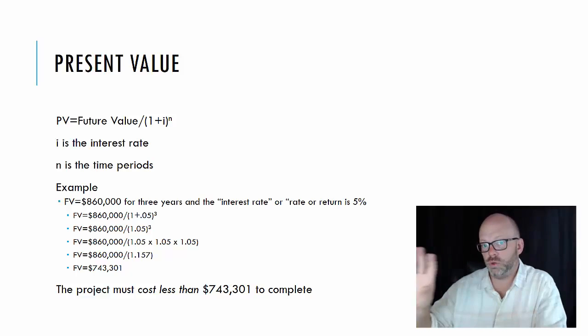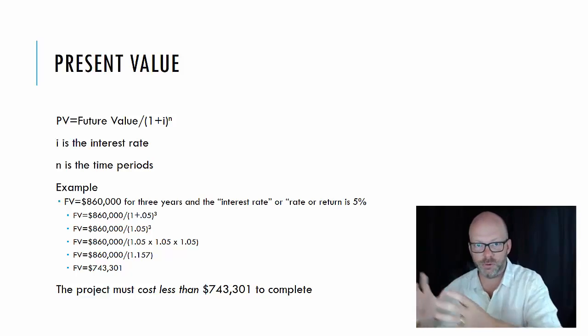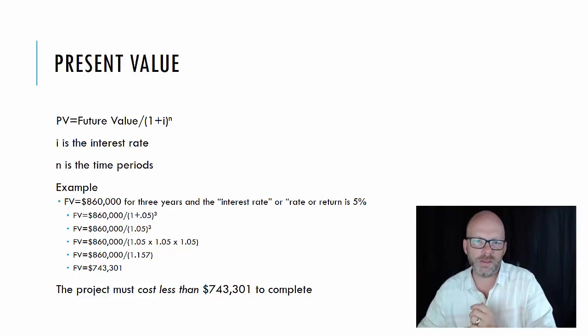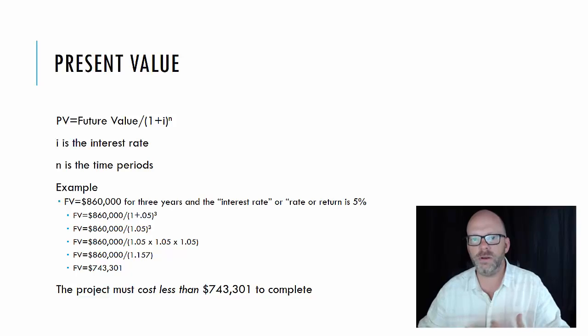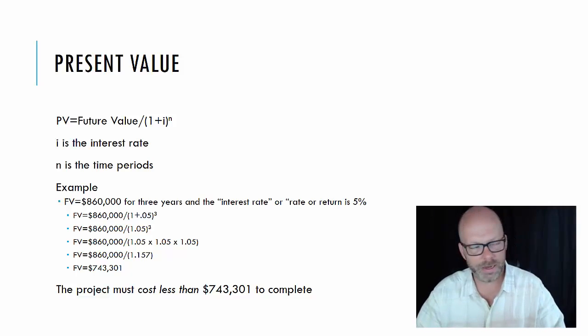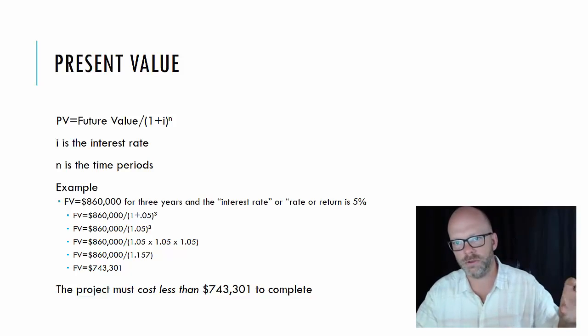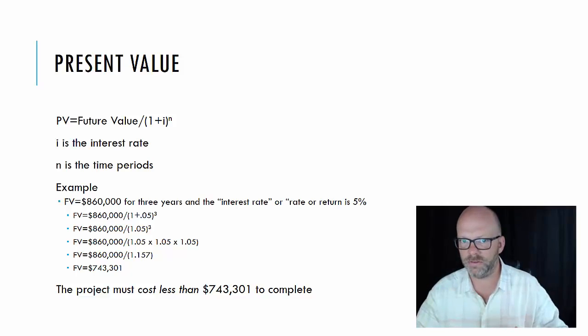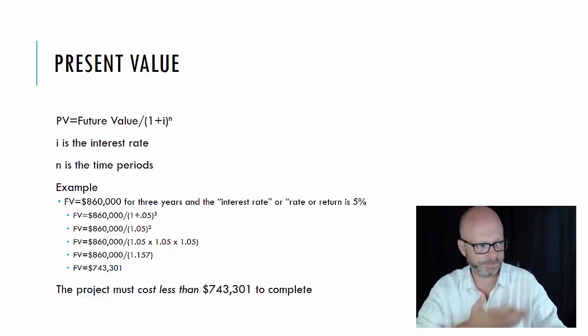The next formula that you want to be familiar with choosing a project is present value. Present value takes a future dollar amount and reduces it to a present value. So in this scenario, it's very similar. The formula, instead of multiplying, is divide. So you take the future value divided by 1 plus I to the power of n. Still, I is the interest rate, n is the number of time periods.